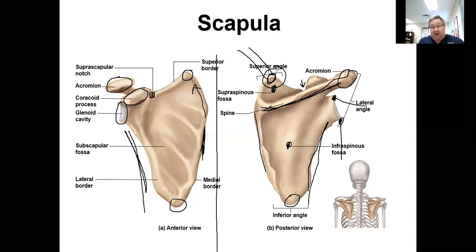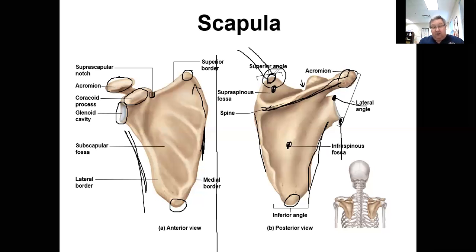Like I said, the spine of the scapula splits the posterior portion of the scapula into 2 fossa. Well, we spoke about the infraspinous fossa, where the infraspinatus muscle is. Well, the supraspinous fossa, which is above the spine, has the supraspinatus muscle.